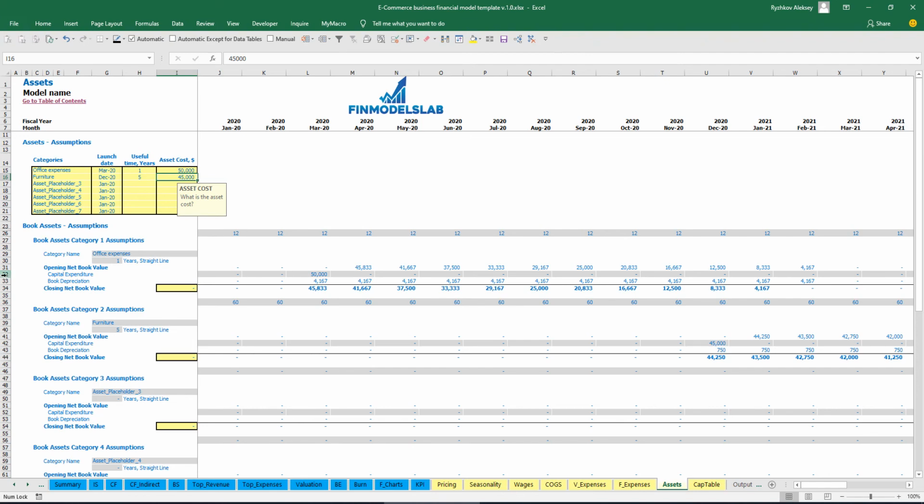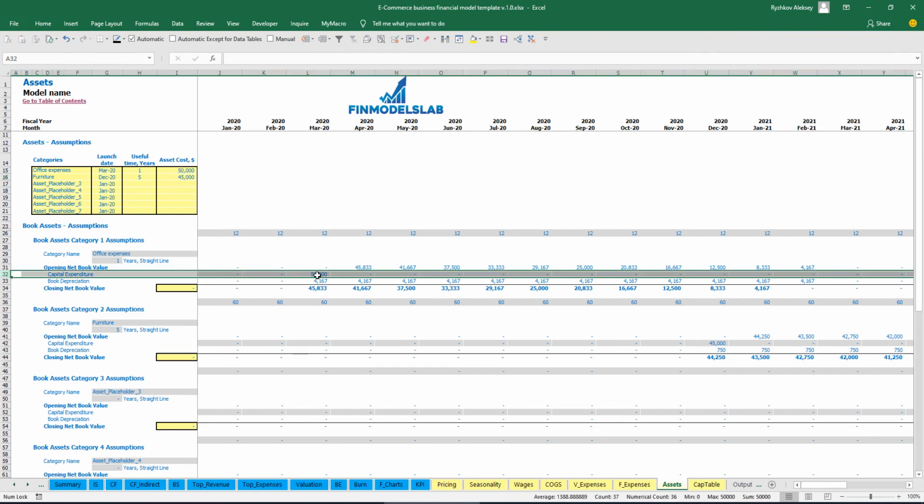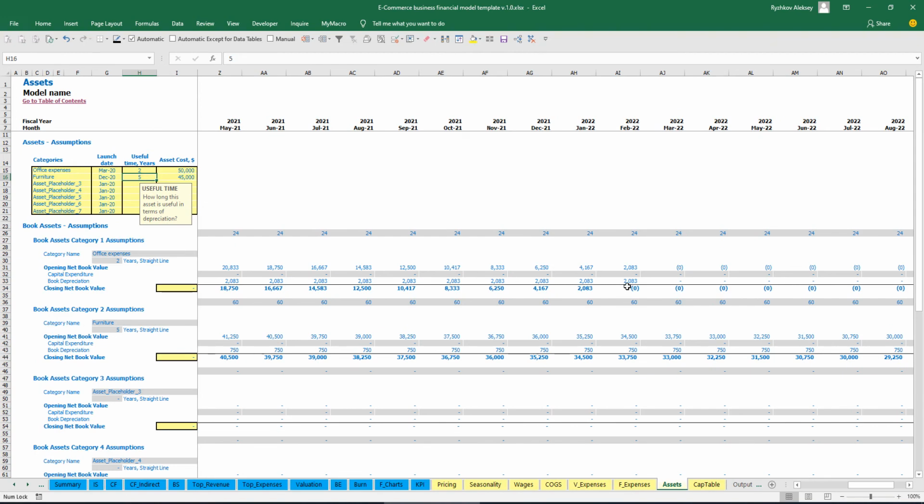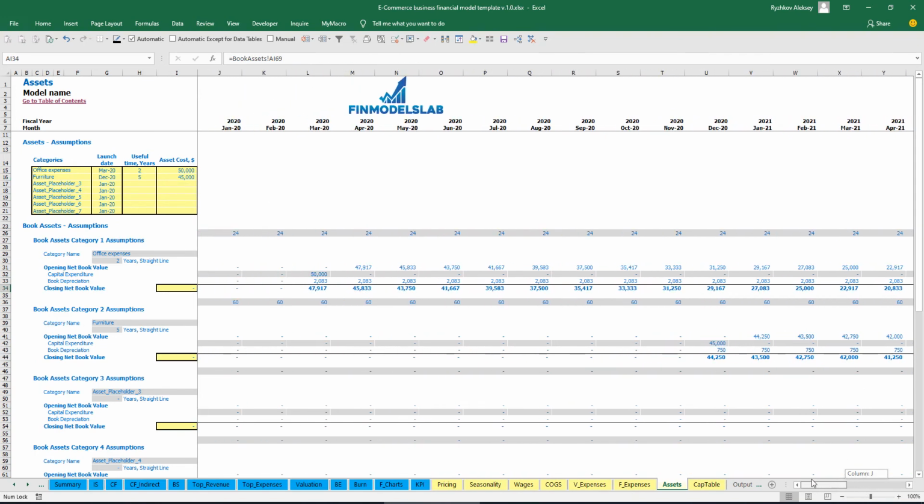So you may see in the calculation below the capital expenditure, which is in March 20. You may see the calculation of book depreciation for 1 year according to the useful time. If you set 2 years, for example, you will see that it will be amortized fully by February 22, which is 2 years from March 20. And you can see the closing net book value of this asset. Additionally, you can input up to 6 other asset line items.